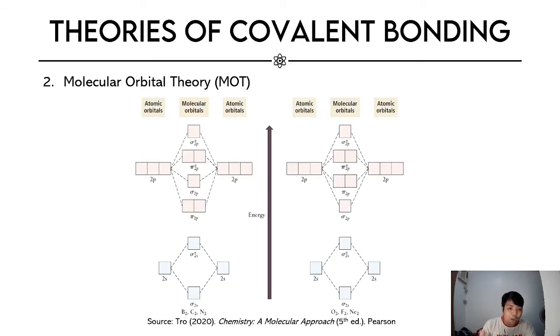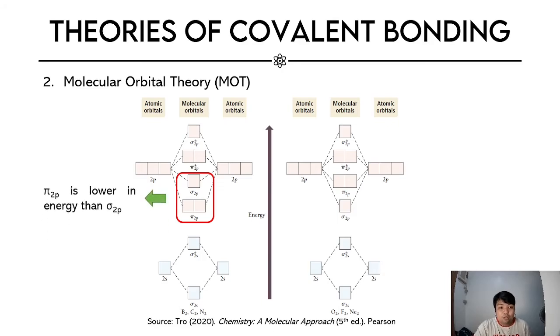So, as shown here, the ideal molecular orbital diagram for a period 2 p block element is only observed in the heavier elements from oxygen to neon, while for boron, carbon, and nitrogen, in their molecular orbital diagram, it's actually pi 2p that is lower in energy than sigma 2p. So what is the reason for that?